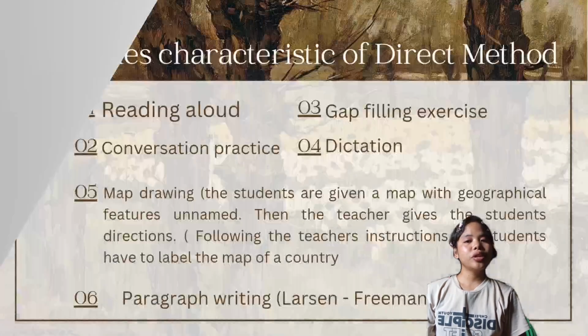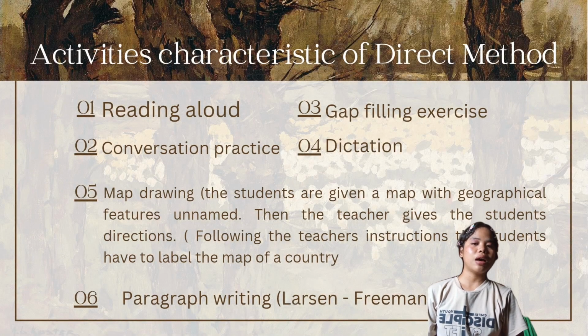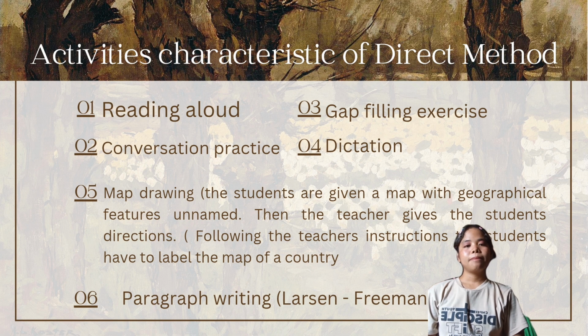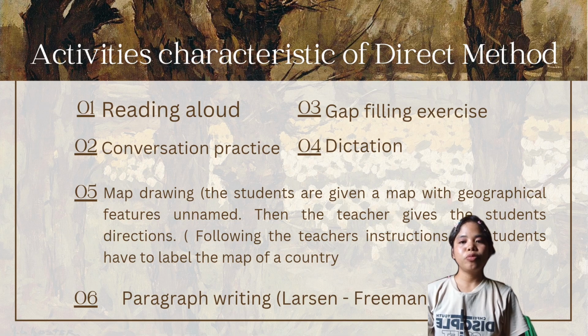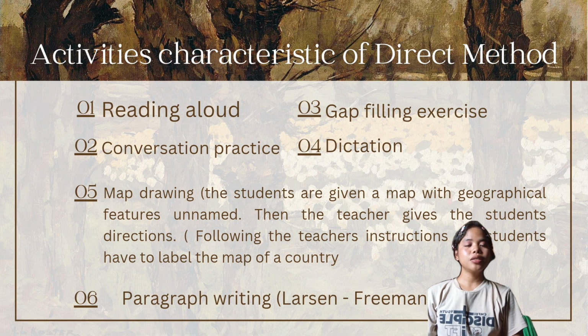Now, the activities or characteristics of the direct method include reading aloud, conversation practice, and communication practice in order for them to learn the second language, and map drawing. The students are given a map with geographical features unnamed, and the teacher gives directions which the students follow. The students have to label the map of the country.